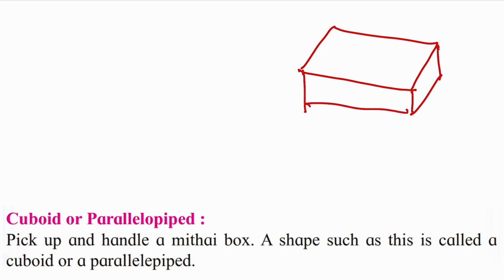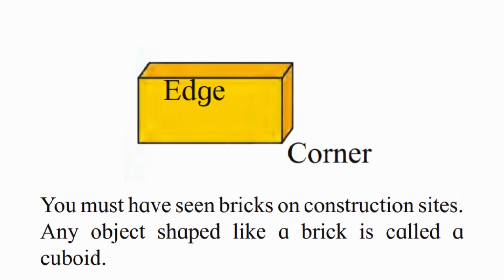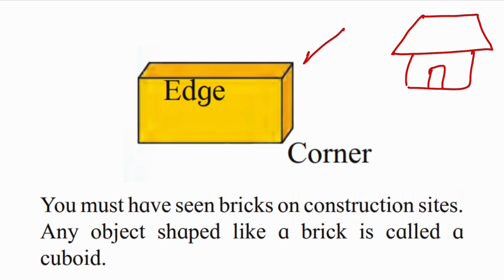We can find laddu, pede in this mithai box. A shape such as this is called a cuboid. The shape like this is called a cuboid or a parallelopiped. Okay, you must have seen bricks. I hope that you have seen bricks on construction sites. Whenever a new home is being made, you can see lots of bricks there, right? So this is one of them. This is a brick. You must have seen bricks on construction sites, my dear students.